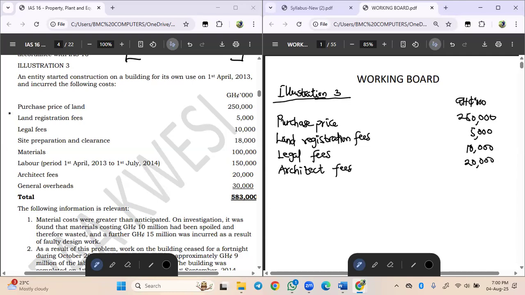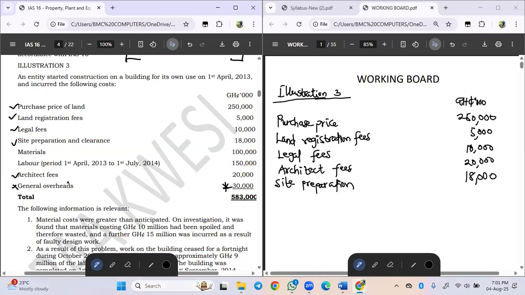So now we've treated this one. The site preparation and clearance is part, so that one is 18,000. Now the general overheads is not part. General overheads, 30,000, is not part. That one is excluded.